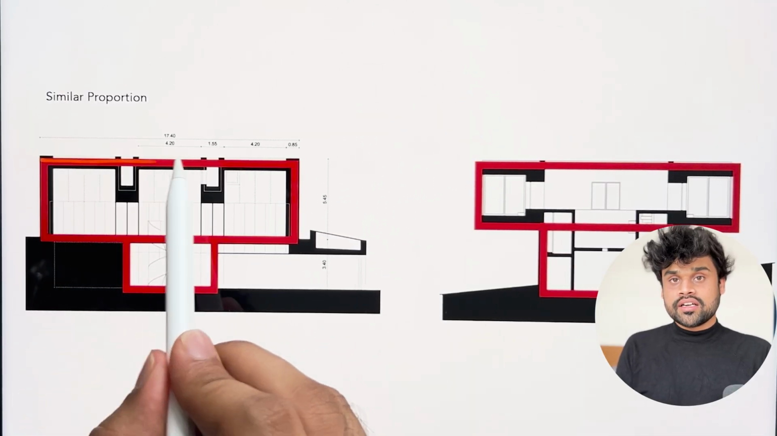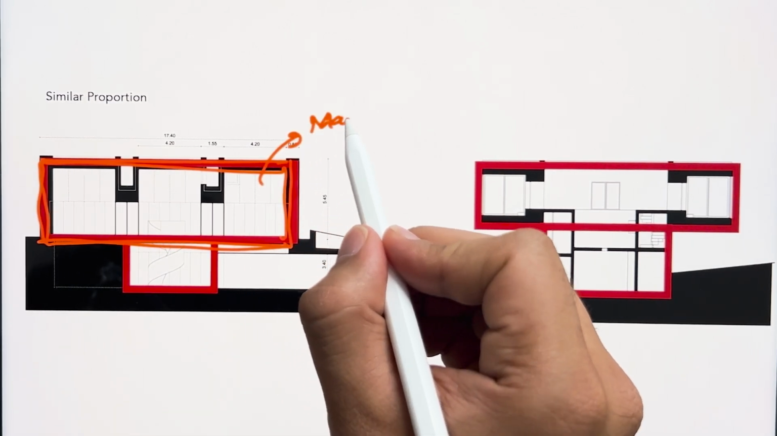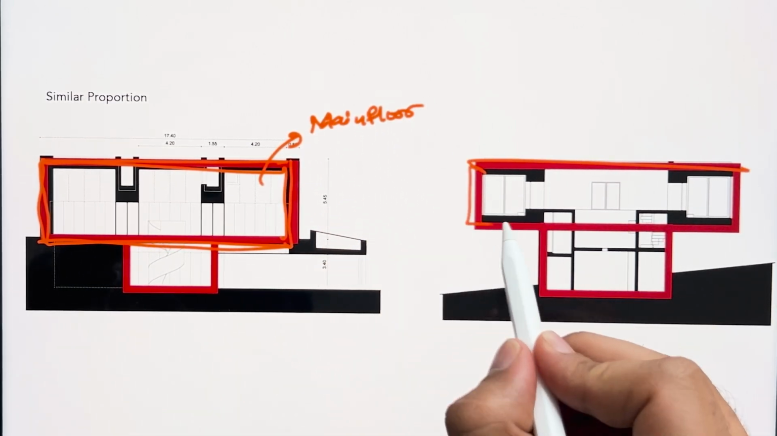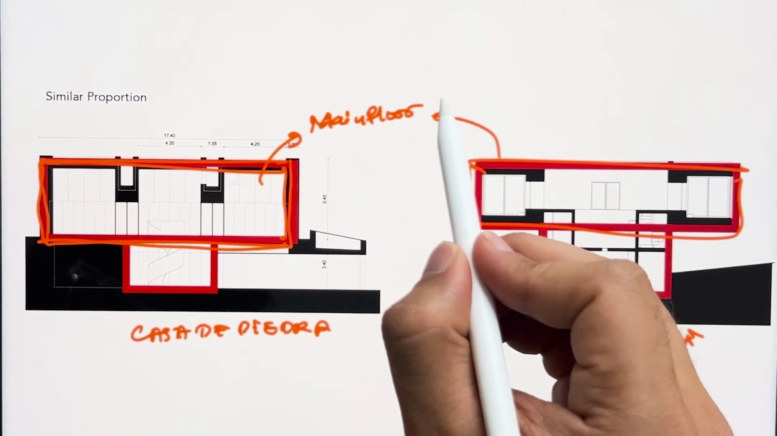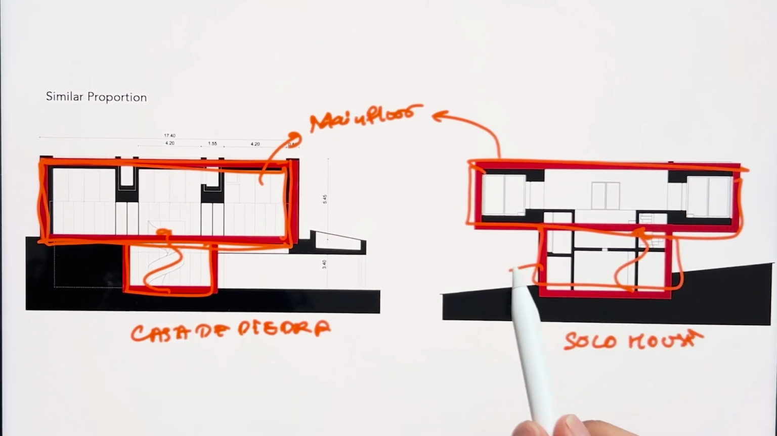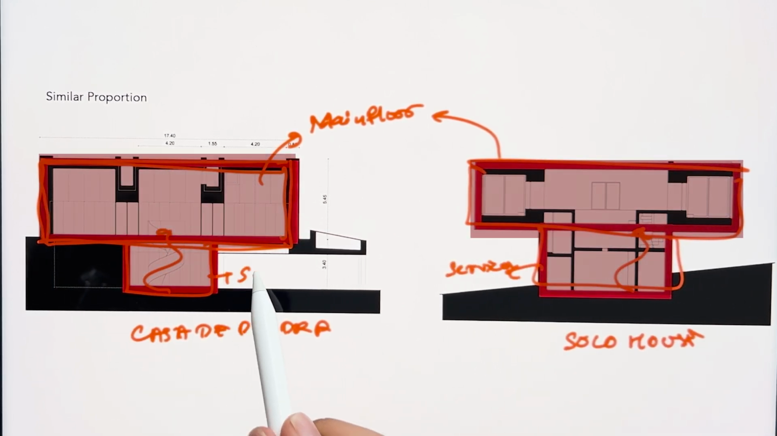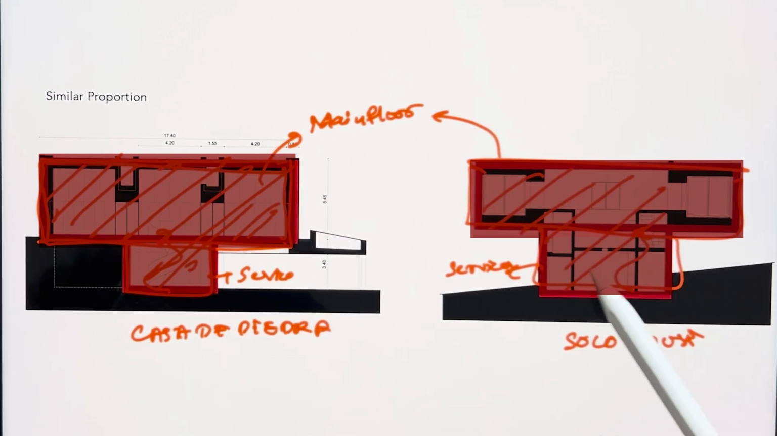Now let's consider the detailed proportion of this section. The overall massing of the Casa de Piedra is grounded, with the top part being the main floor. Similarly, the Solo house appears to have a cantilever structure, also with a similar proportion. The Solo house is situated on sloping topography while the Casa de Piedra is on flat site. The lower floor in both houses is dedicated to the staircase. Overall, the massing exhibits these kinds of proportions.